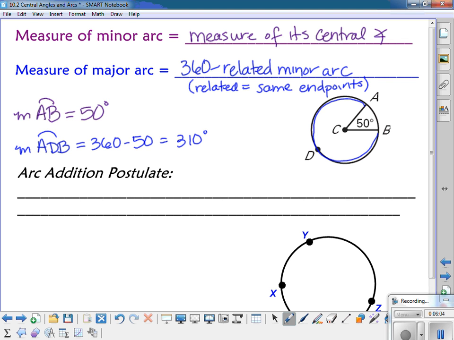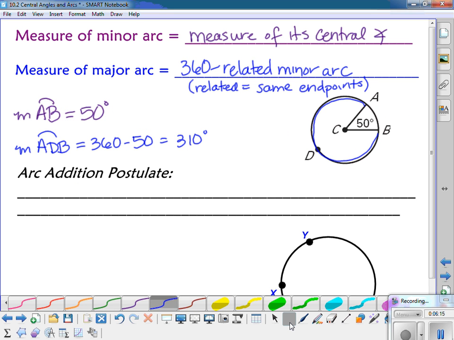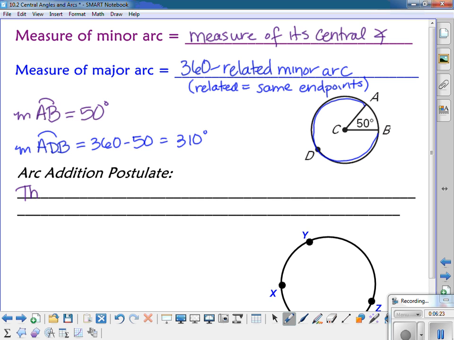Okay? All right. So the arc addition postulate is just like the segment addition postulate and just like the angle addition postulate. The measure of an arc formed by two adjacent arcs is the sum of the measures of the two arcs.